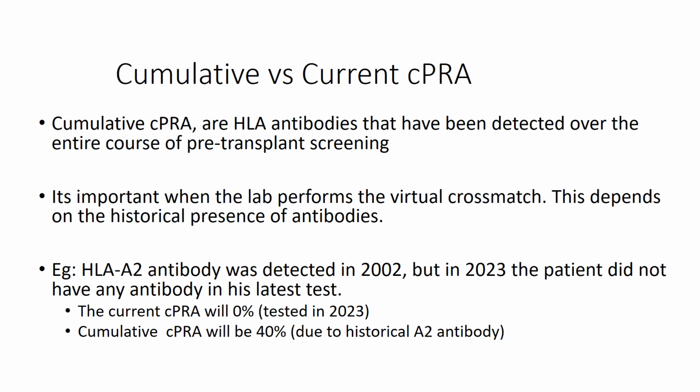So let's take an example here. HLA-A2 antibody was detected in a patient in 2002. But in 2023, the patient did not have any antibody in this test. So the test that was done in 2023, this is the current CPRA, and it is 0% because there is no antibody detected in the last one. But his cumulative PRA will not be changed because he has historical HLA-A2. So now his cumulative CPRA will be 40% because of the historical A2 antibody. And cumulative CPRA is the one that we use for virtual cross-match.